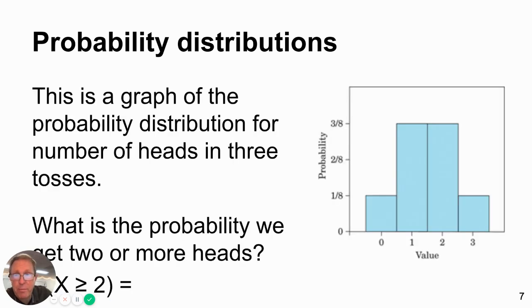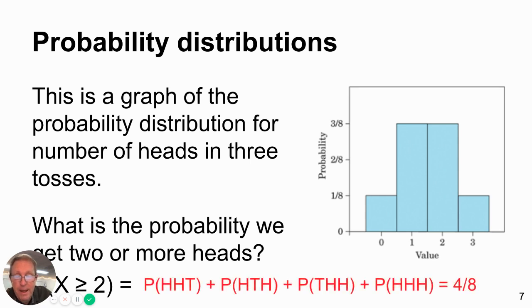This is a graph of a probability distribution for the number of heads in 3 tosses. And we can use this kind of graph to determine what is the probability of getting 2 or more heads. Well, I just count up the probability of getting 2 plus the probability of getting 3. There's several ways I can get 2, and only one way I can get 3 heads. The sum is 4/8 or 1/2.